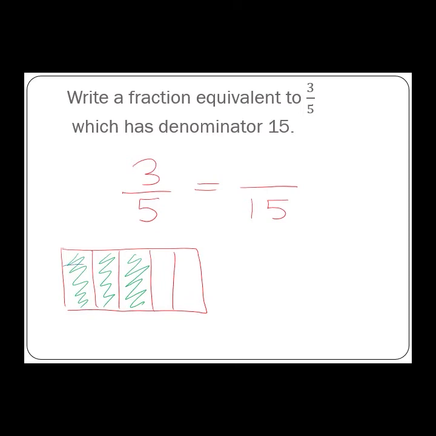And then I'm going to break this up into 15 pieces instead. Now there are 15 pieces, and 1, 2, 3, 4, 5, 6, 7, 8, 9 of them are shaded in. A lot of times people don't do the visual though, and they do some math. 5 times 3 is 15, so they do 9 times 3. 3 times 3 is 9, and that's how we get the new fraction.